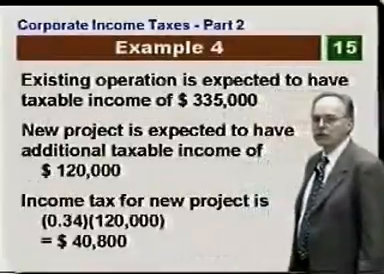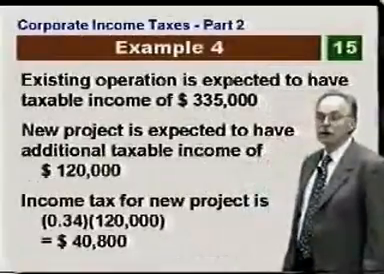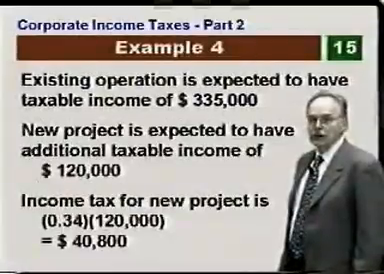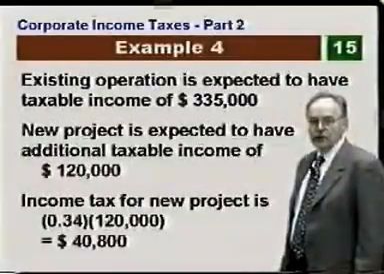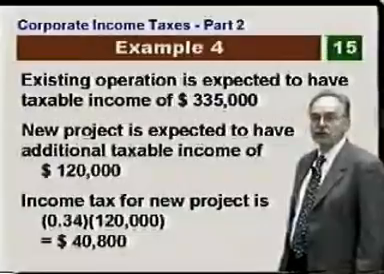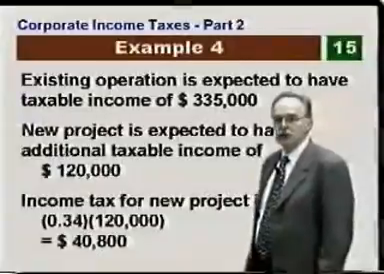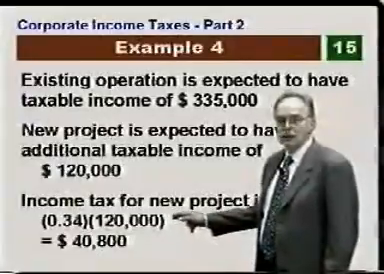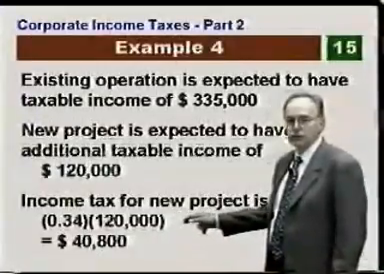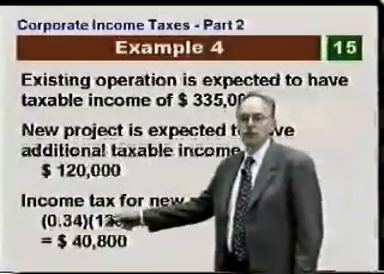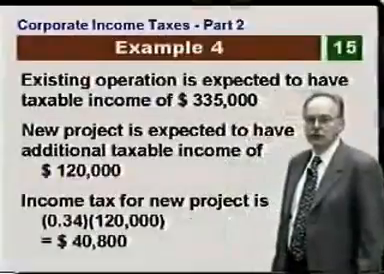Let's look at a different example. Let's say we have an existing operation that's expected to have a taxable income of $335,000. And assume we have a new project that's expected to generate additional taxable income of $120,000. So the income tax for the new project then can be determined by applying 34% to the $120,000, or $40,800. Here we're applying the marginal tax rate because we're in this particular range.